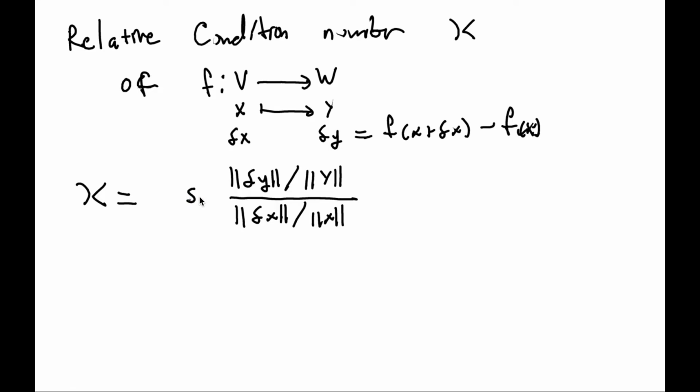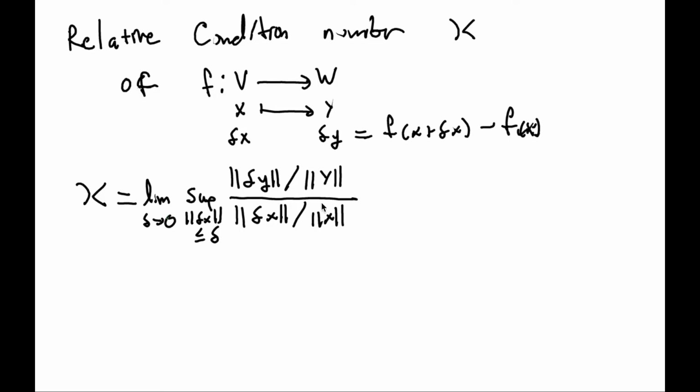We take the supremum over all delta x's within some domain delta, and then we take the limit as that domain becomes smaller and smaller. So we're asking for smaller and smaller neighborhoods. Within that neighborhood, what's the worst possible ratio of the relative errors?